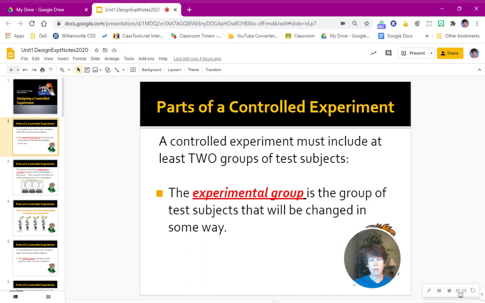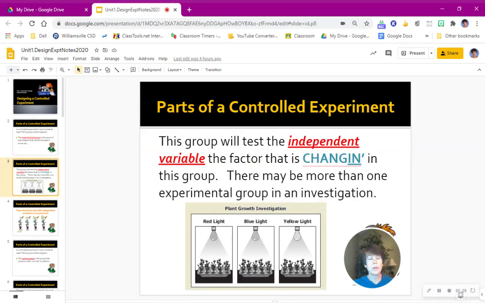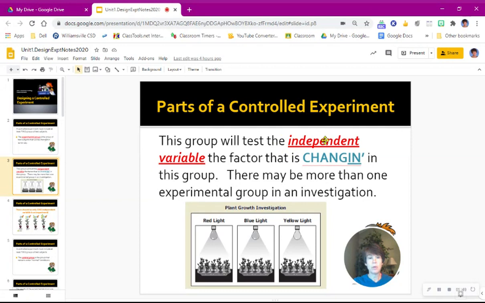In the ants can count experiment, we had 2 experimental groups. The one group of ants that got the stilts added, and then the one group of ants that had their legs cut off. So again, this group, the experimental group, will test the independent variable, which is the factor that's changing in this group. One of the ways that I tell students to help them remember the independent variable is that it's the factor that's changing, okay? Because it's the independent variable. So maybe that will help you remember the difference between an independent and a dependent variable in an experiment.